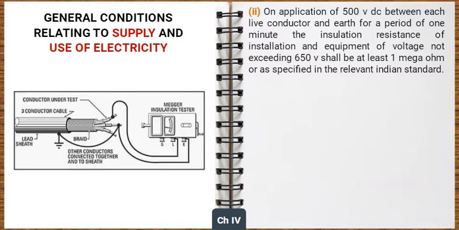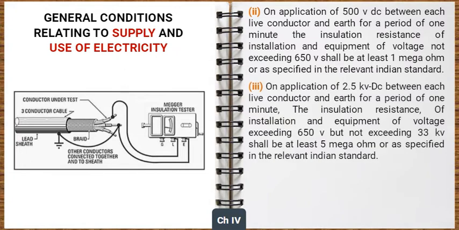On application of 500 volt DC between each live conductor and earth for a period of 1 minute, the insulation resistance of installation and equipment of voltage not exceeding 650 volt shall be at least 1 mega ohm or as specified in the relevant Indian standard.